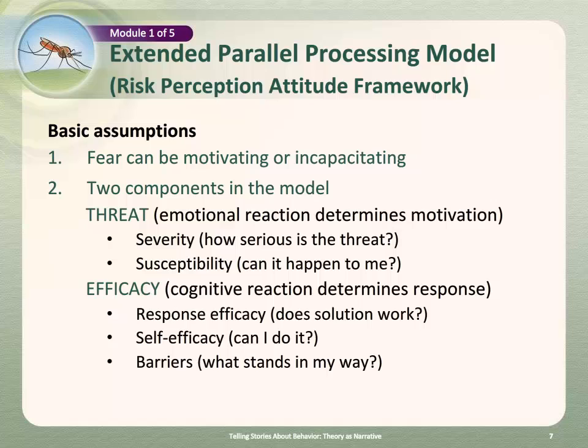This theory actually goes by a number of different names. Some people call it extended parallel processing because it refers to the interaction between cognition and emotion, between rationality and emotion in decision-making. Other people refer to a similar theory, the risk perception attitude framework, but all of them share some common features. Some of the basic assumptions of this approach are that fear can be motivating or incapacitating. It can be positive or negative in terms of decision-making. Fear usually motivates people to act, but too much fear can be a bad thing.